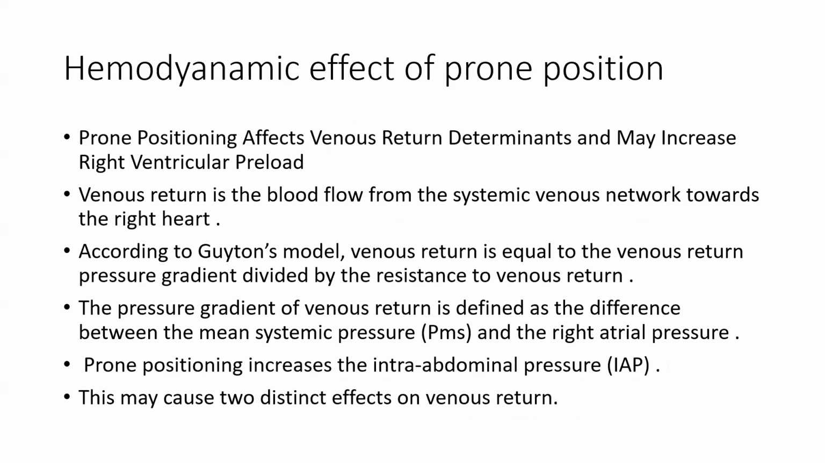Now we'll see what the hemodynamic effect of the prone position is. Prone position affects the venous return and may increase the right ventricular preload. Venous return is the blood flow from the systemic venous network towards the right heart. According to Guyton's model, venous return is equal to the venous return pressure gradient divided by the resistance to venous return.